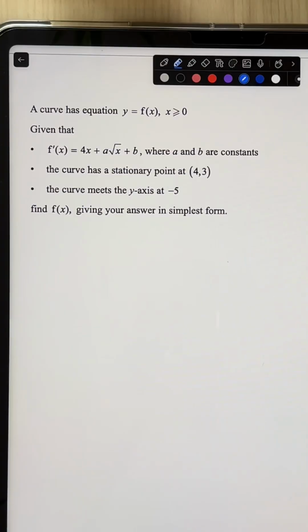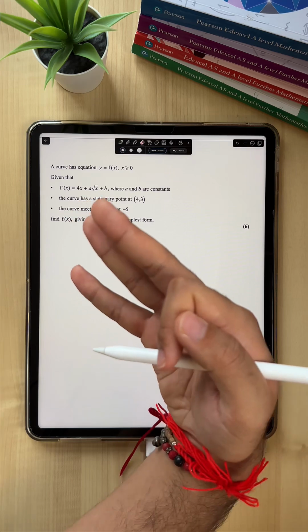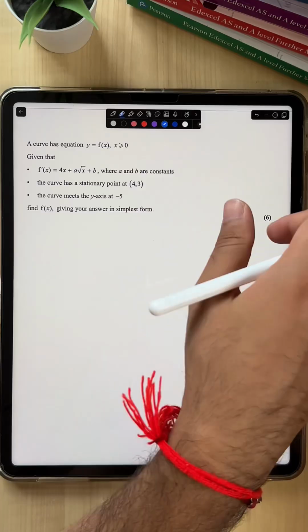Straight away, looking at this question, we can tell that it involves differentiation and integration. Differentiation, integration, and trig are the big three topics when it comes to A-Level maths, so we have to nail them. Let's get straight into this question.